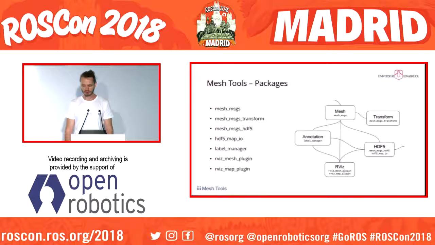As I said, we want to label objects and get semantic information from that and store it. To make it visible and to show all the meshes and their attributes, we present here two plugins for RViz, namely the RViz Mesh plugin and the RViz Map plugin. The Map plugin speaks directly to the HDF5 layer for persistence, so it can save and load data. It also has a pipeline for annotating objects.